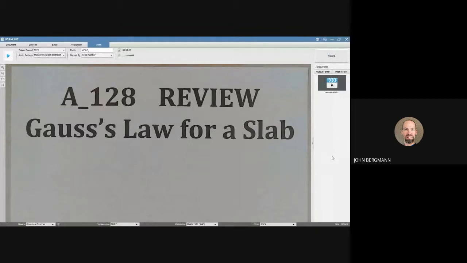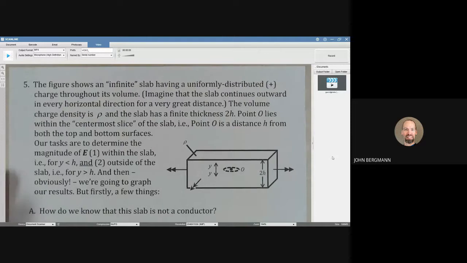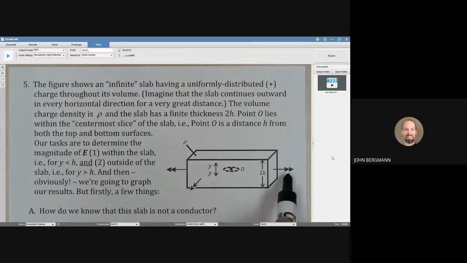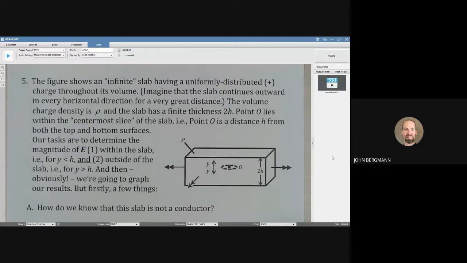Let's do a problem involving Gauss's law and a slab. So here we have an infinite slab, and I've used the double arrows here at several points to show that this slab goes on and on in every direction except the vertical direction. But of course, I can't show that on a drawing very easily, so that's what that is supposed to mean.